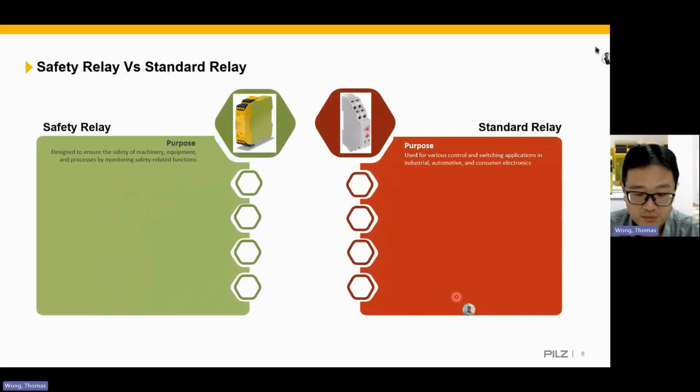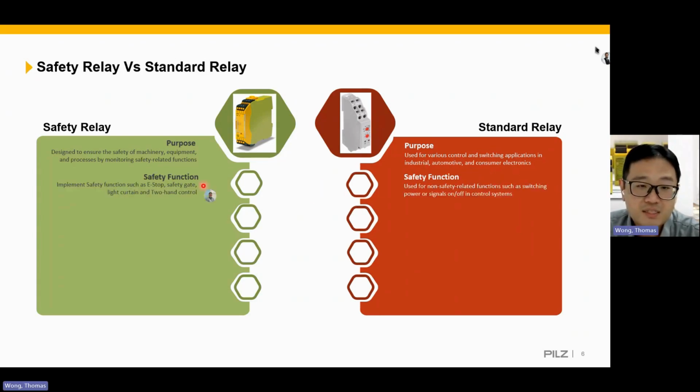Okay, so let's look at some of the comparisons. We'll look at what the differences are between these two relays. One of them is the purpose itself. Of course, we already know the purpose. This is mainly for safety operations, and standard relays are meant for just control and switching in all these products. The next is the safety functions that they can control. Safety relays can control quite a few safety functions, whereas standard relays have no safety-related functions. They are only meant for switching power or signal on and off.